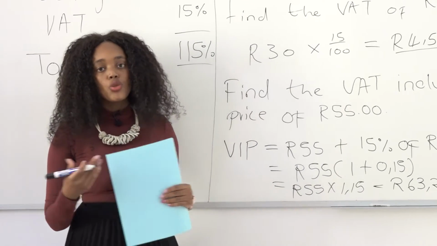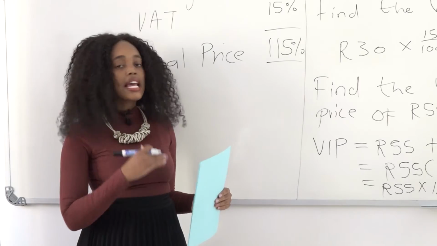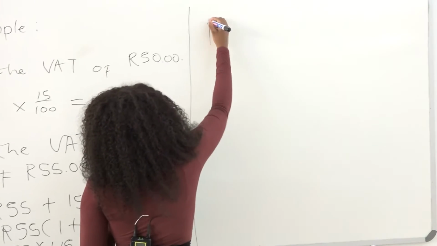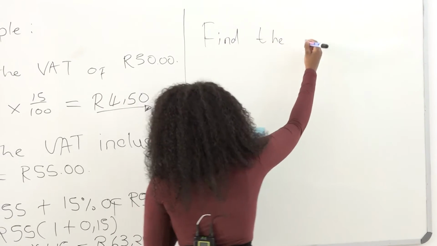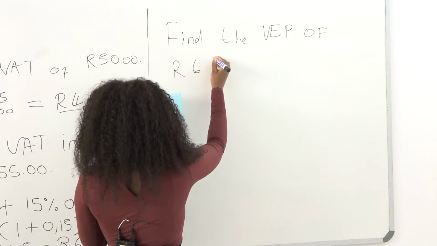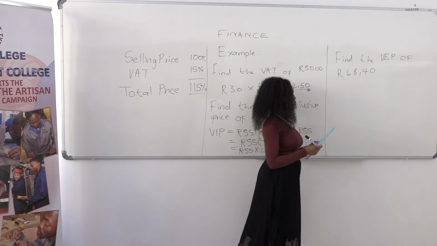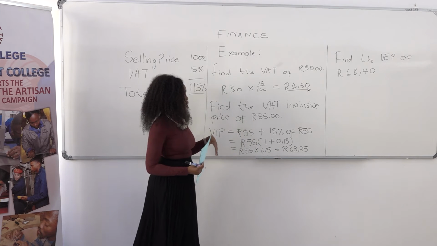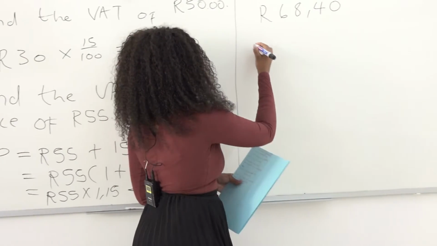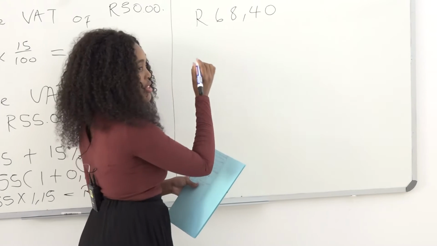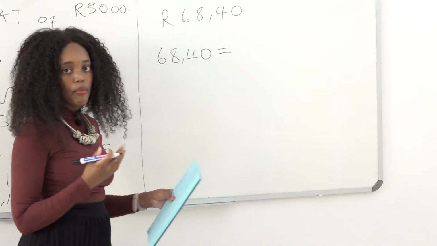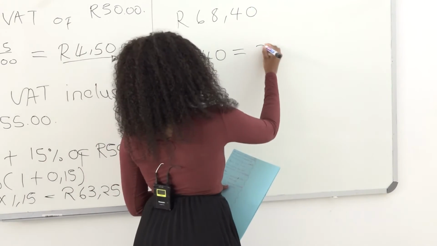With VAT exclusive price, we do the same thing. However, in this case it's different because we divide instead of multiply. Now let us illustrate it by doing this example. Find the VAT exclusive price, I will give it the name VEP, of 68 rand 40 cents. So now we can use the long method as well to see where we get the 1.15 from. Now with the VAT exclusive price, we already have the VAT inclusive price, our VIP, to be 68 rand 40 cents. Now we are looking for the original price, which is the price that does not include the VAT. We can name it X because it is our unknown.